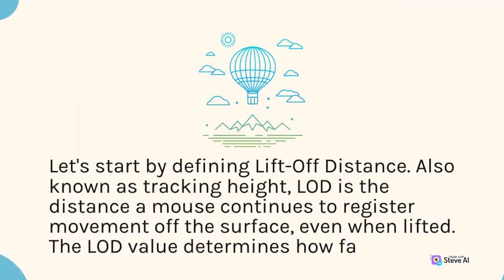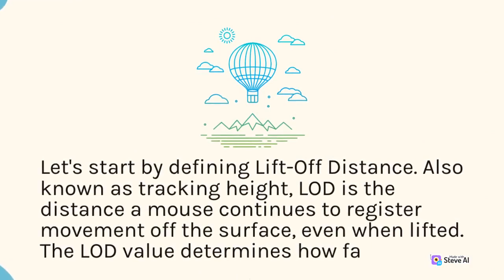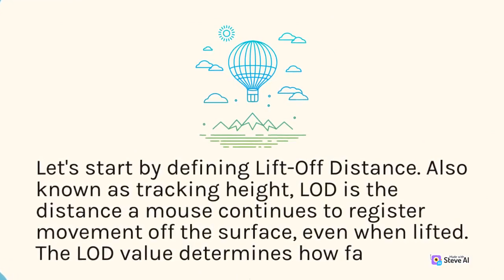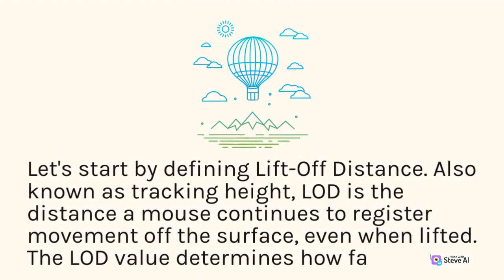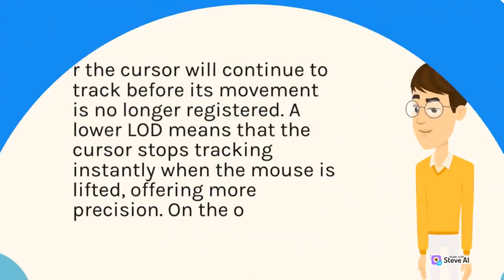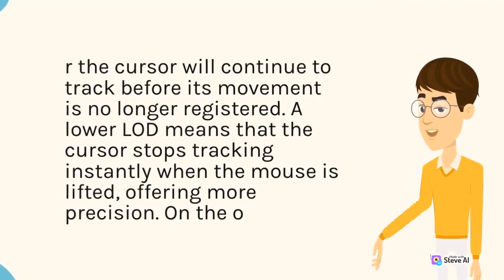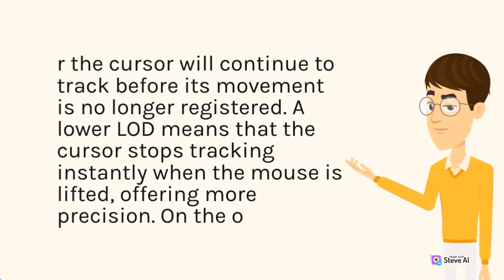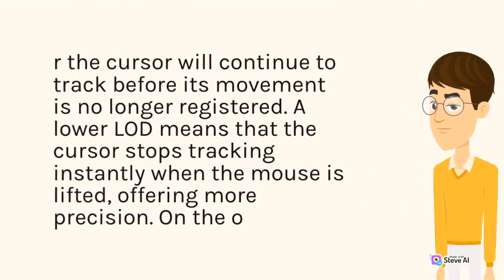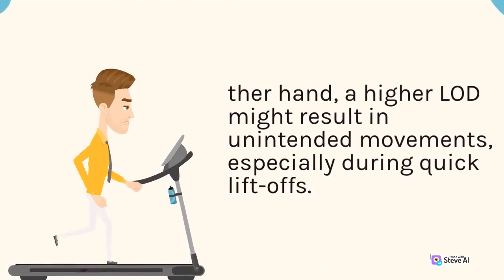Let's start by defining lift-off distance. Also known as tracking height, LOD is the distance a mouse continues to register movement off the surface, even when lifted. The LOD value determines how far the cursor will continue to track before its movement is no longer registered. A lower LOD means that the cursor stops tracking instantly when the mouse is lifted, offering more precision. On the other hand, a higher LOD might result in unintended movements, especially during quick liftoffs.